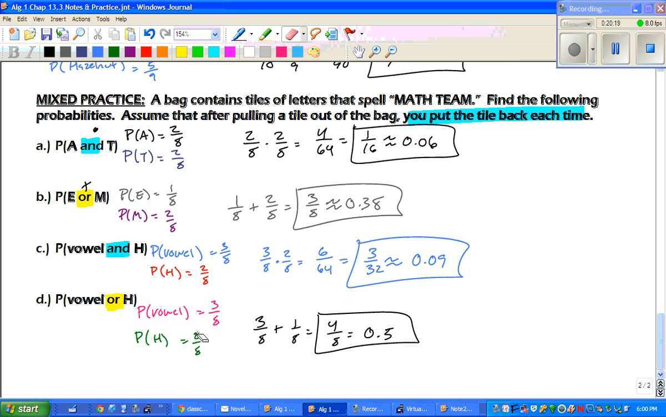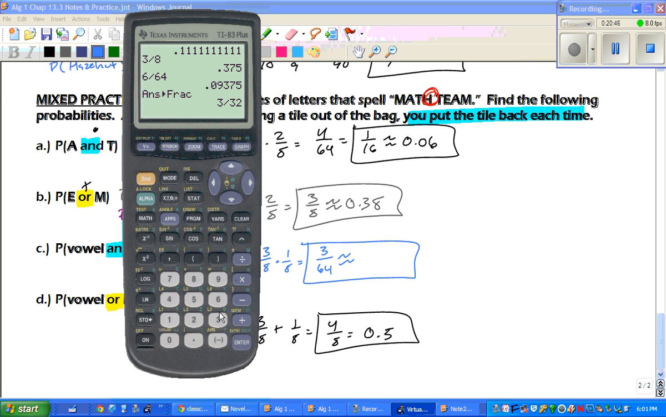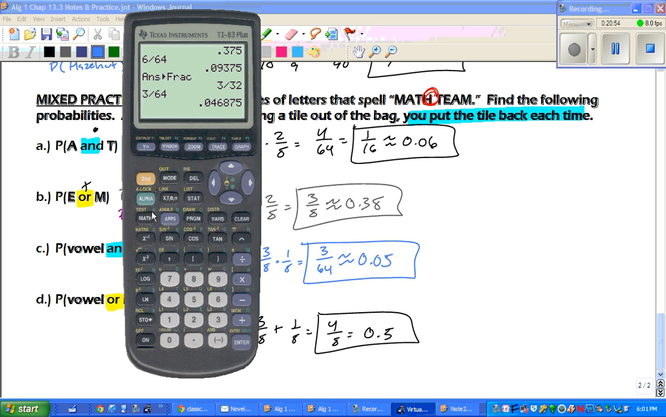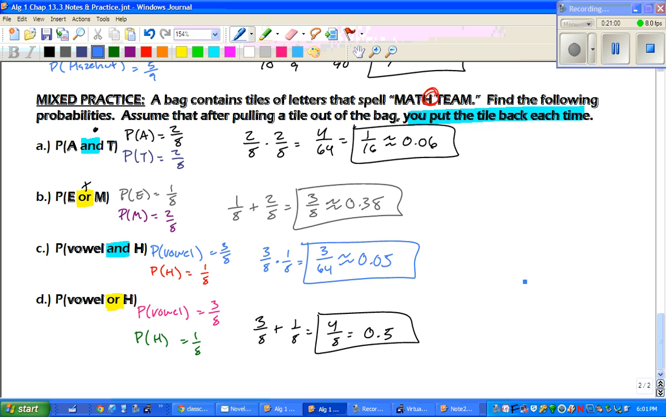Okay, you get 0.5. Now, did anyone catch my mistake on that last one? What's the probability of getting an H? I was looking at this way too fast. There's only one H, guys. There's only one H. Hopefully you were yelling at me through the computer. So 3 out of 64 is 0.05. And does that reduce? Nope. There you go. All right.